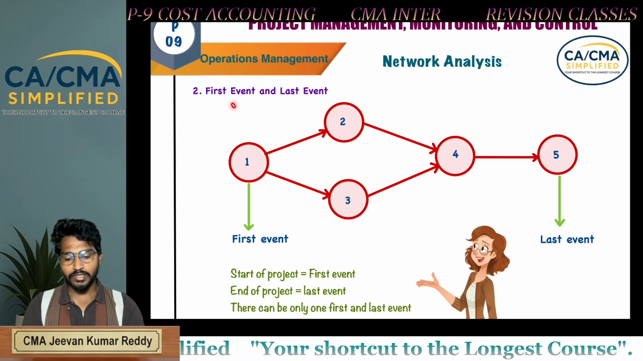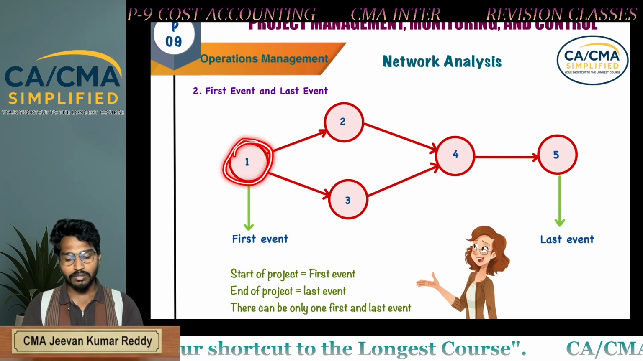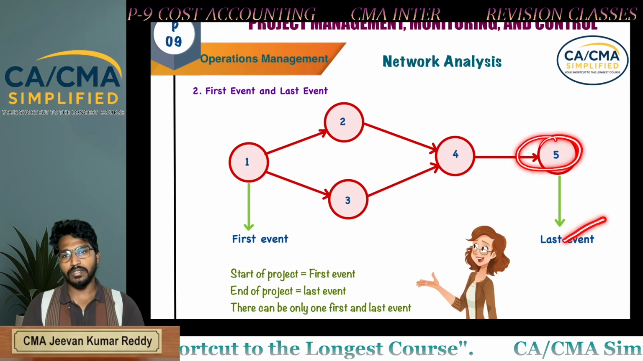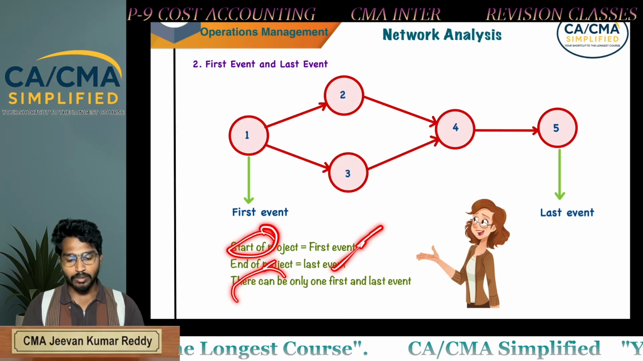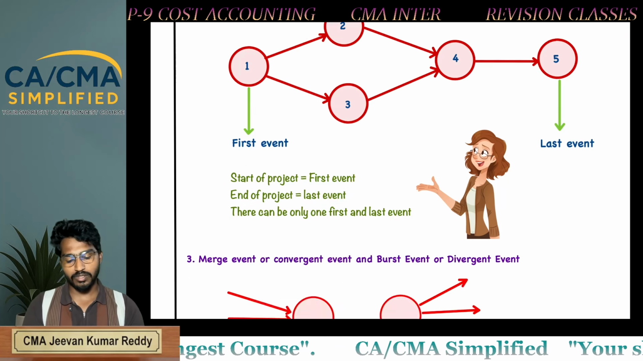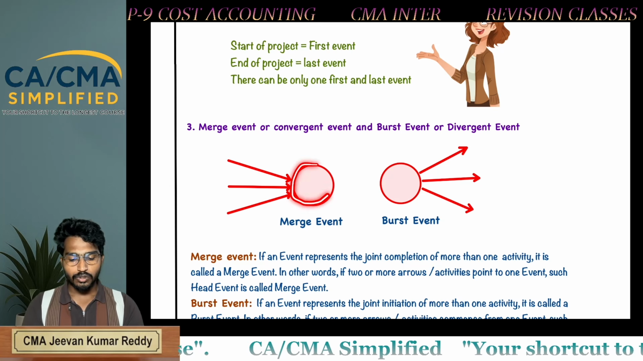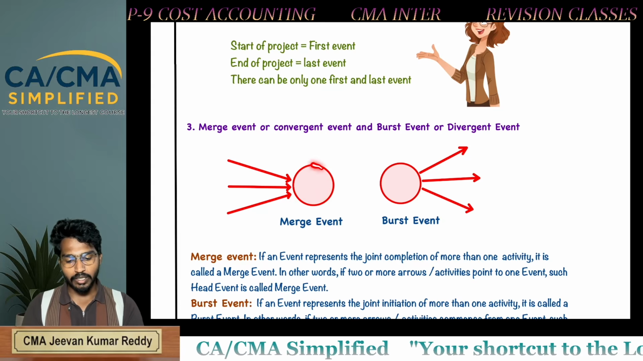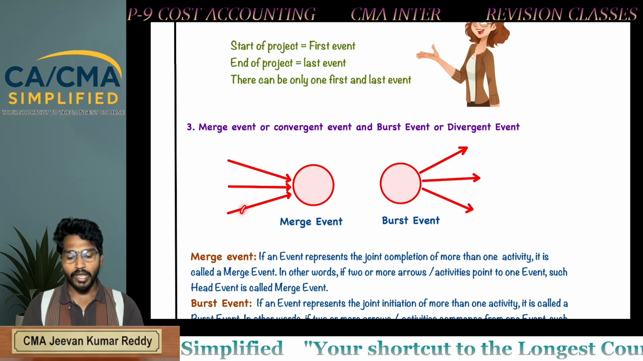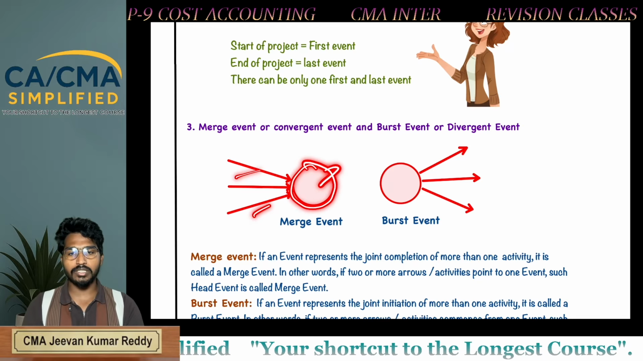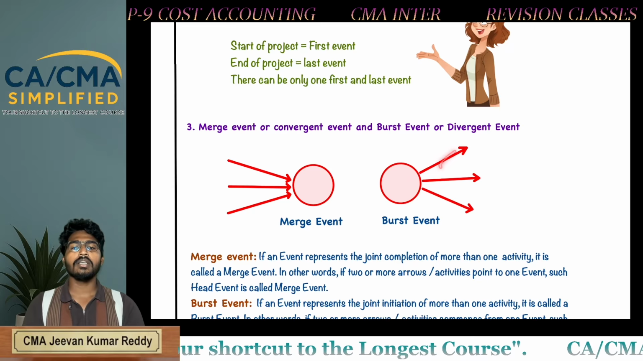Network analysis: first event and last event. In the network diagram, the first circle is the first event, the last circle is the last event. Start of the project is the first event; end of the project is the last event. There can be only one first and one last event. Merge event and burst event: if two or more activities join at a particular event or end at a particular event, it is known as a merge event. If two or more activities commence from one particular event, it is known as a burst event.